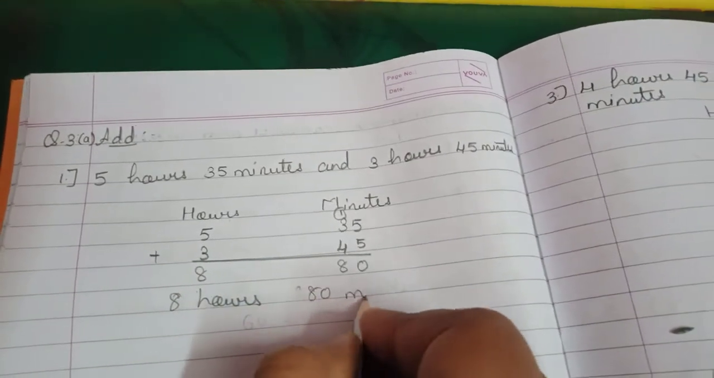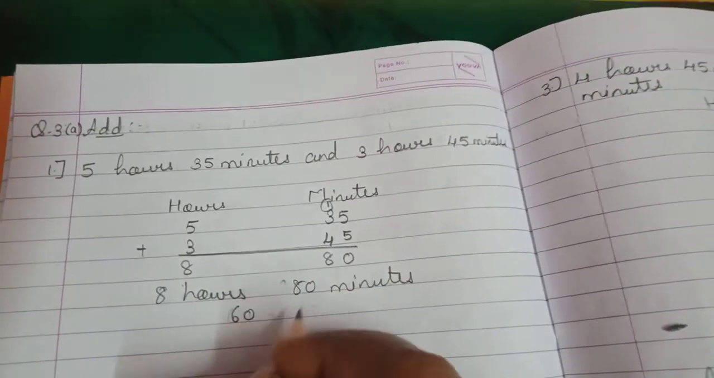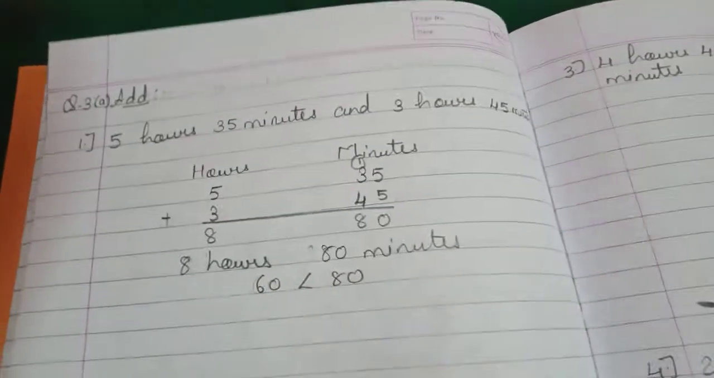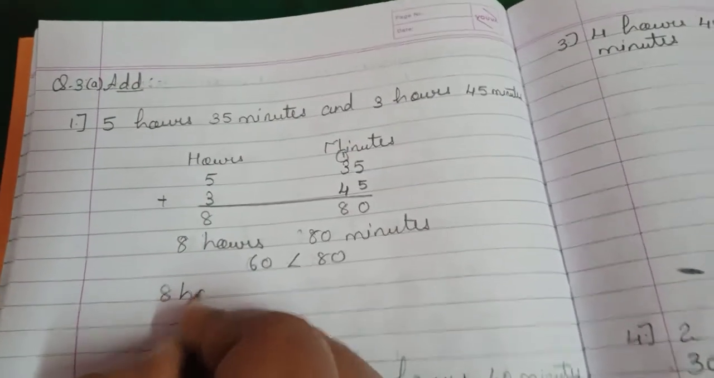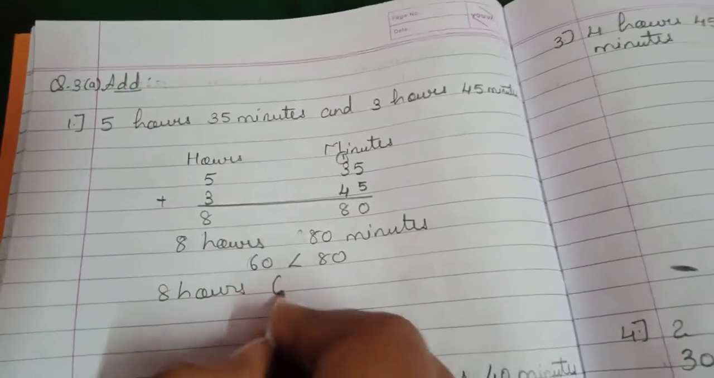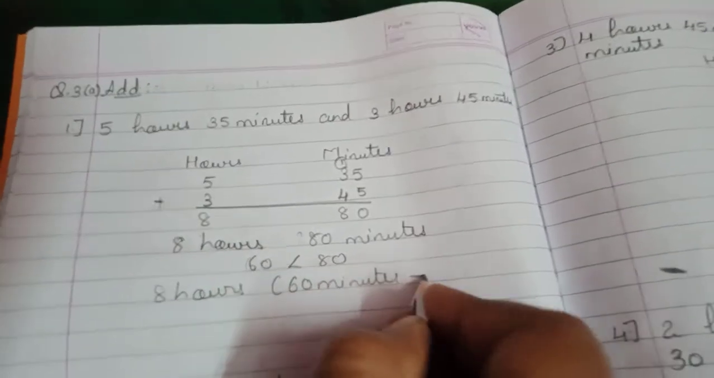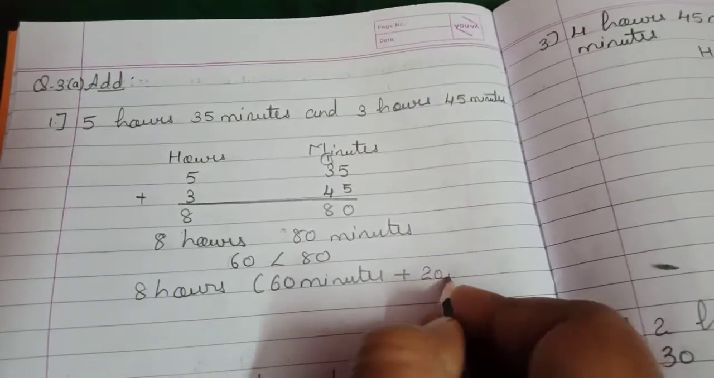80 minutes. So 80 minutes is greater than 60 minutes. So we will separate it. 1 hour equal to 60 minutes. So 8 hours, in bracket we will write 60 minutes plus how many minutes are left? 80 minus 60, that is 20 minutes.